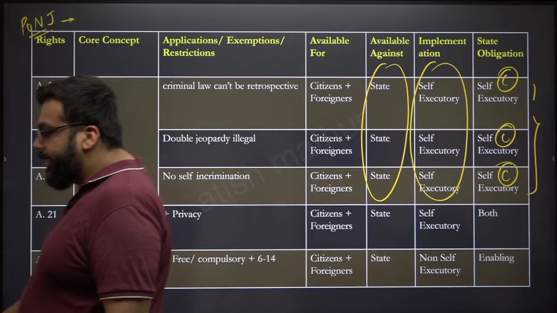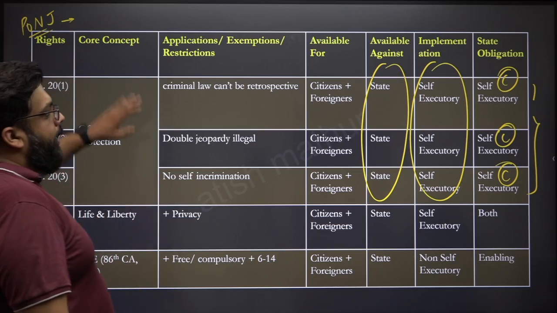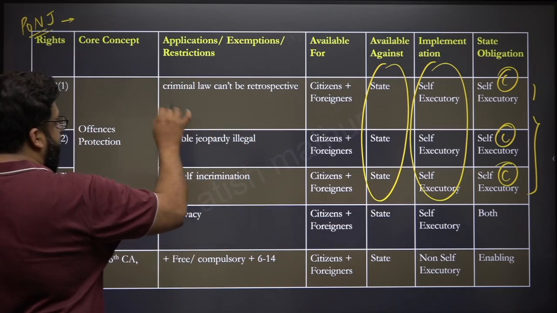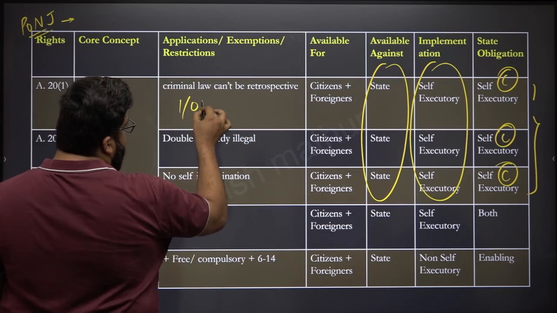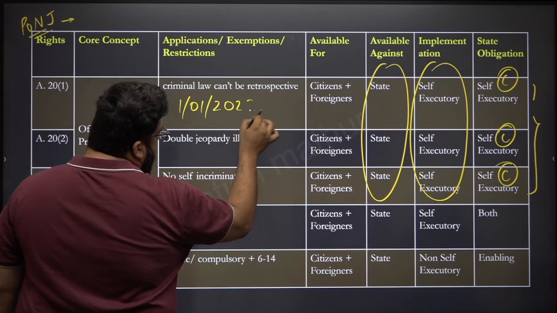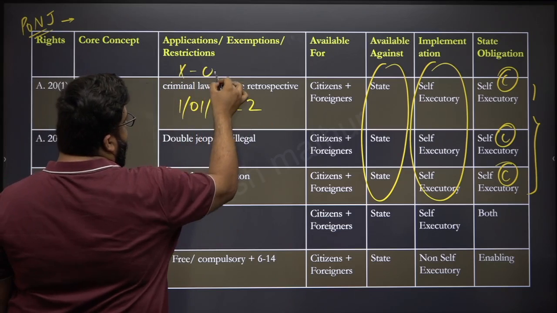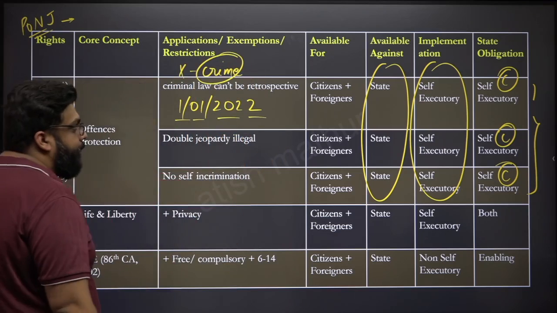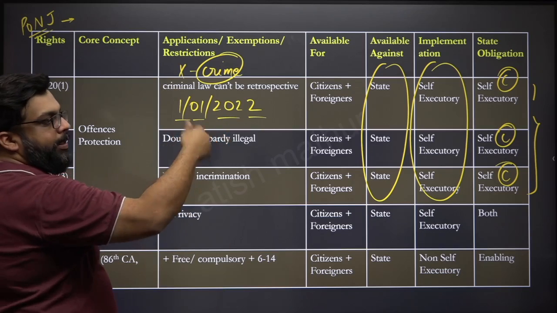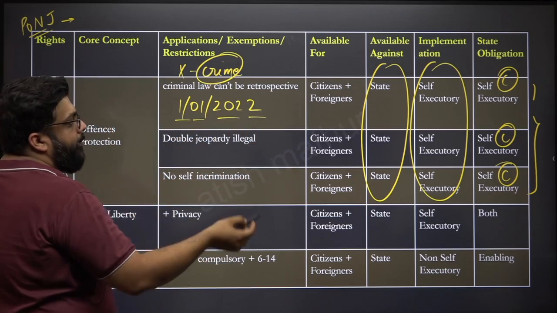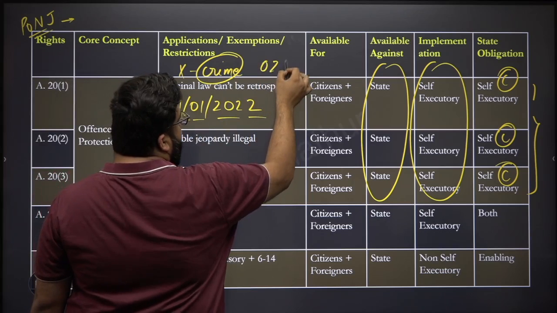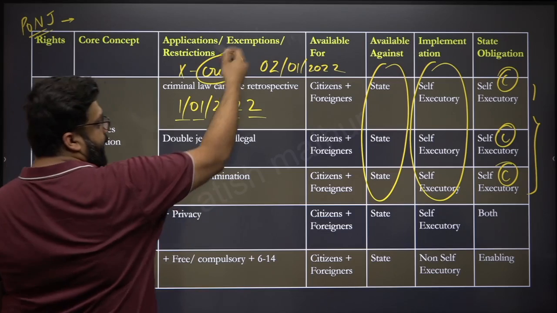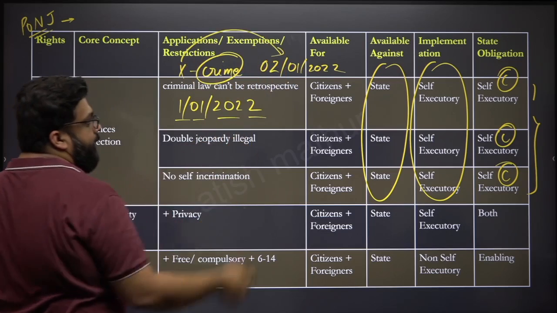So, Article 20, Clause 1. Criminal law can't be retrospective. That's the basic essence. It basically means that if, for example, today is the 1st of January 2022, and X has committed a crime, it should be a crime on the 1st of January 2022. What if what he or she has done is not a crime? On the 2nd of January 2022, the Parliament can't change the law, make it a crime, and then charge X with it.